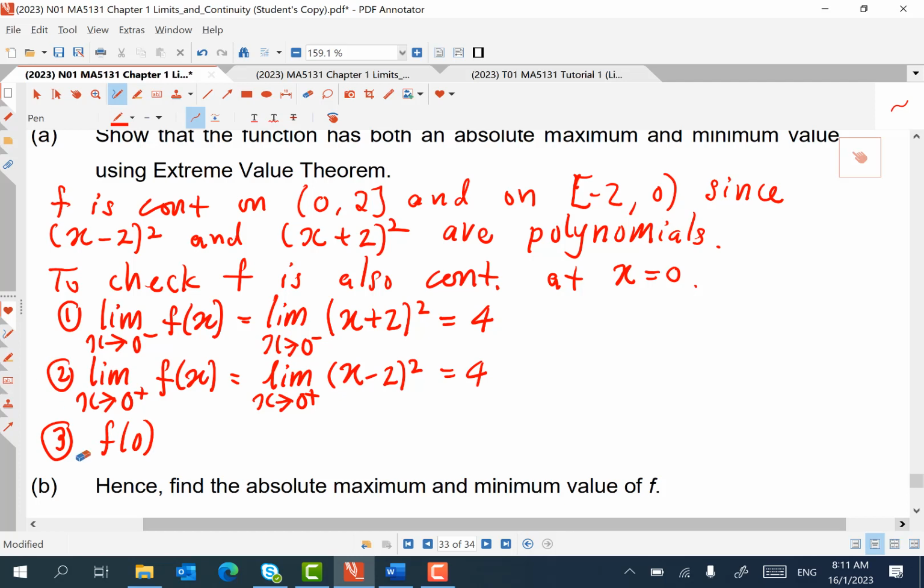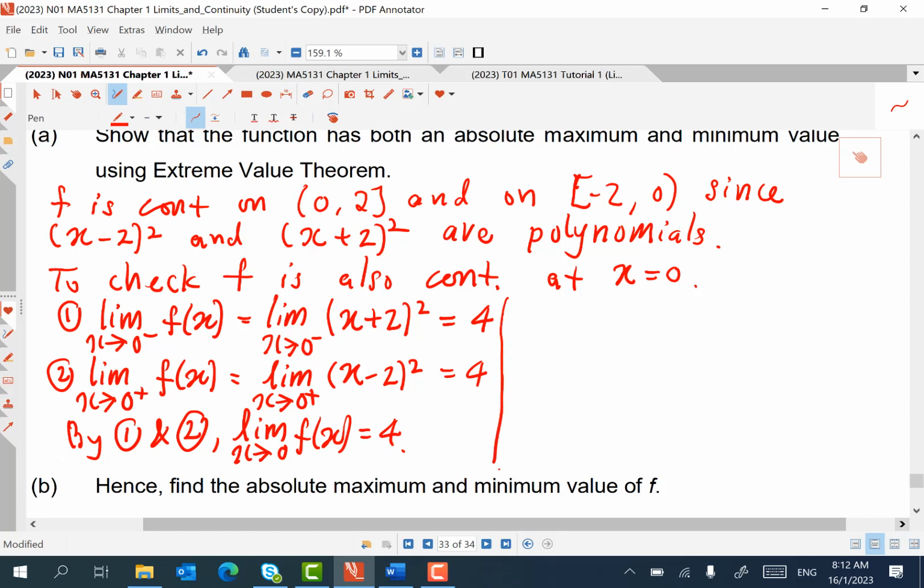Okay, maybe I should say this first. So by 1 and 2, the limit as x goes to 0 of f(x) is equal to 4. Then after that, we go find f(0). Wait, don't kill me, I'm going to relabel this 1a and 1b. 1a and 1b together is 1, I know. Our mind can only do 3. We can remember 3 things or do 3 things. Okay, f(0).